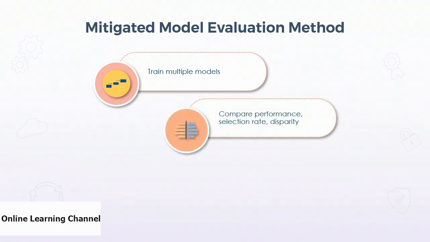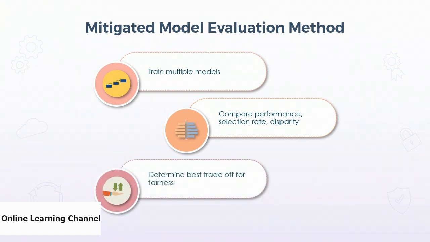Now, once you have the various models, the next step is to compare them to each other. Specifically, you'll compare their performance, their selection rates for certain sensitive features, and the disparity between different groups. And once again, they'll all be different. And it's that difference that's key. What you're going to want to do is evaluate the predictive performance of each of your models as well as their fairness metrics. You're looking for the model that has the best trade-off between performance and fairness.